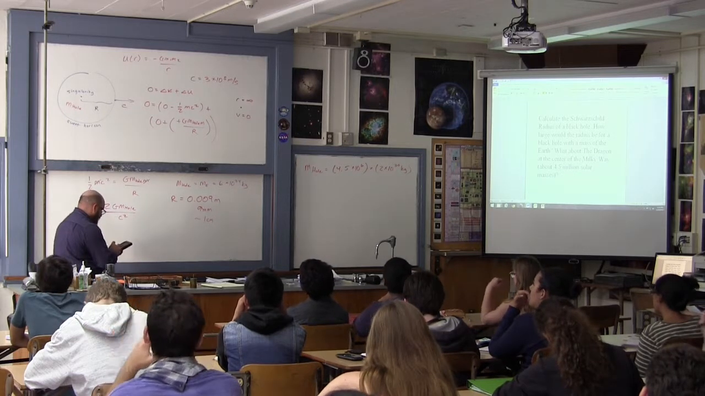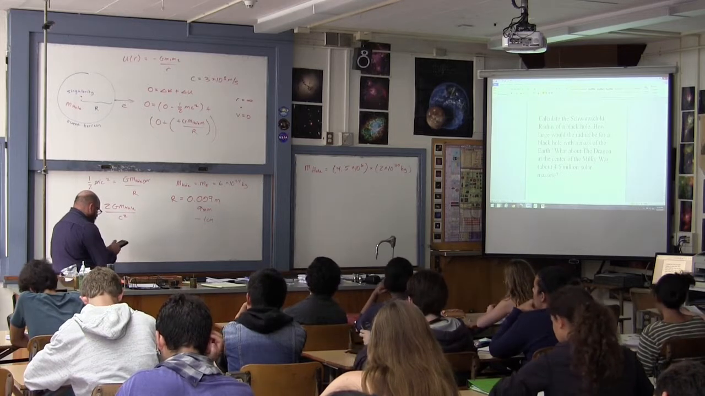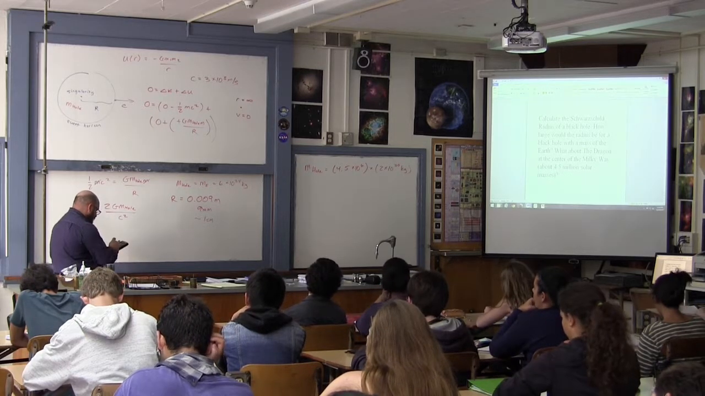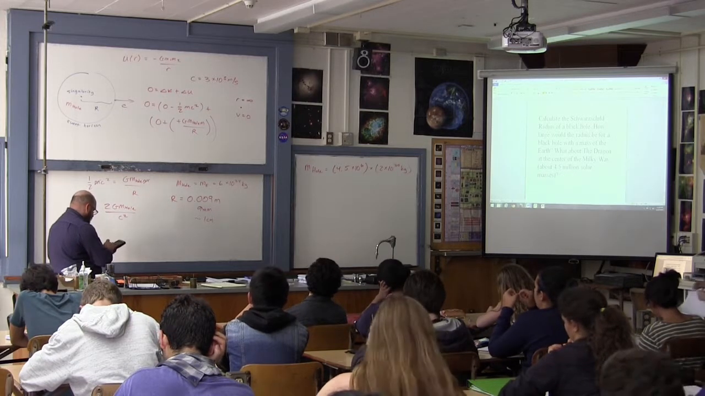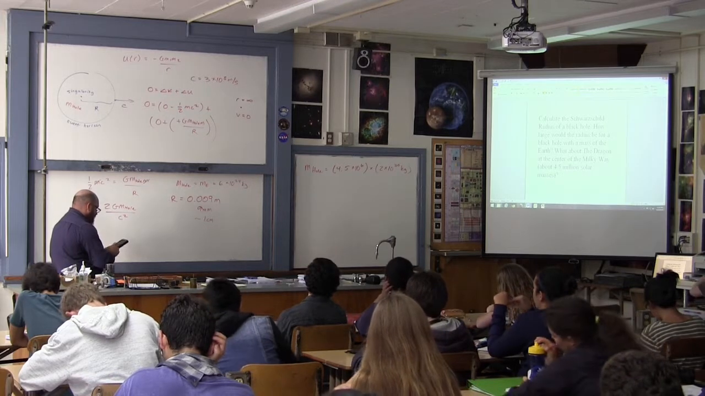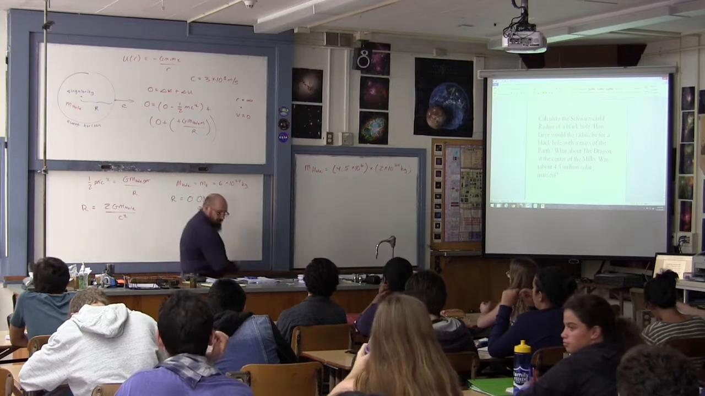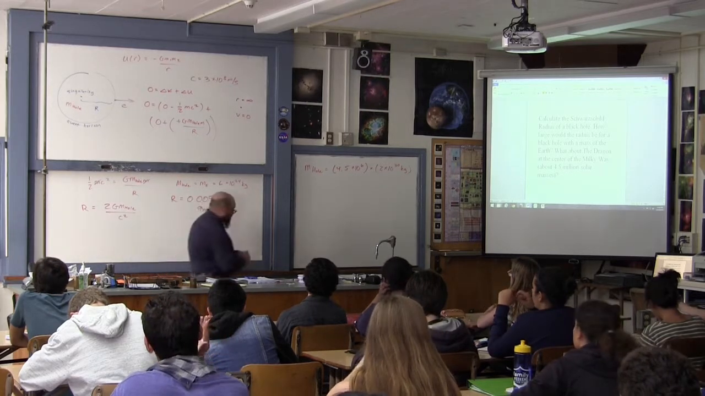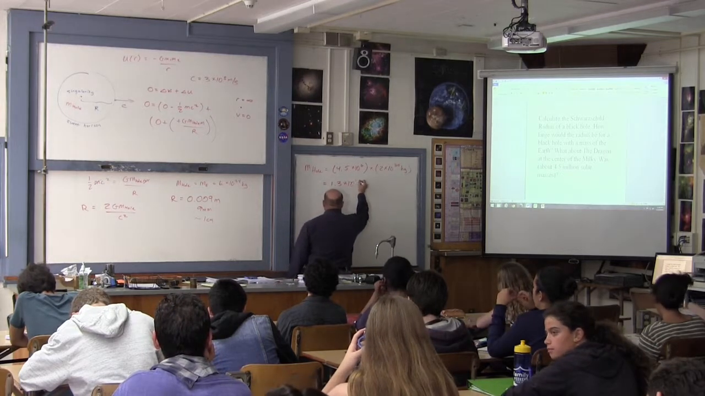2 times G, I'll keep the numbers here appropriately, times the mass of this black hole, which is 4.5 million multiplied by 2 times 10 to the 30 kilograms for the mass of the sun, divided by c squared, once again, 9 times 10 to the 16th. In terms of meters, it's certainly a lot bigger than that. It's about 1.3 or so times 10 to the 10th meters.